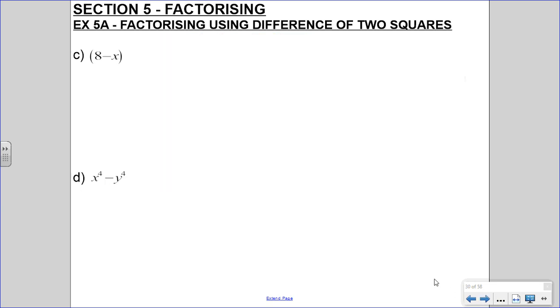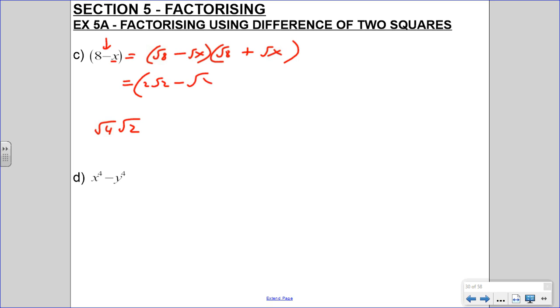Any more? So 8 minus x. Okay, not going to panic. It's got a minus in between them. So that means I could, if I wanted to, write this as a difference of two squares. So the square root of 8, square root of 8. The square root of x, square root of x. Do you see? I'm not going to panic about it. Just remember, square root of 8 is the same as 2 root 2, because from our surds work, we know find the square number, root 4 times root 2, and root 4 is 2. Okay, so you could write this like so, but the square root of 8 is fine. It depends on the situation. Okay, so box your final answers as standard.